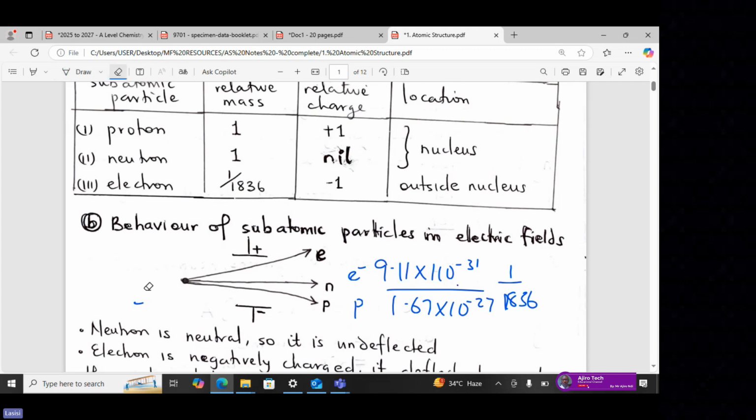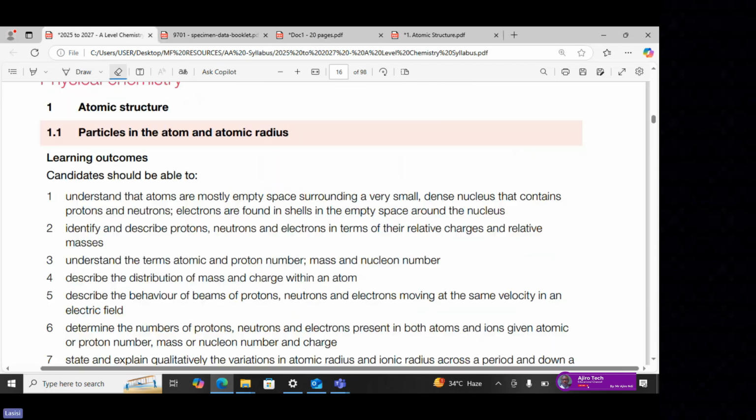So electron has almost what? Almost no mass. That's why the first point says we have to understand that an atom consists mostly of empty space surrounded by a very small but dense nucleus that contains proton and neutron. Electrons are found in the shell in empty space around the nucleus. I'll add now that almost the entire mass of the atom is located in the nucleus.